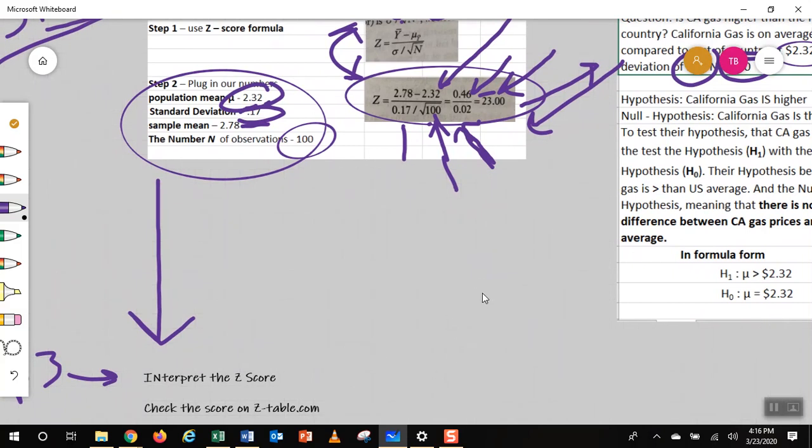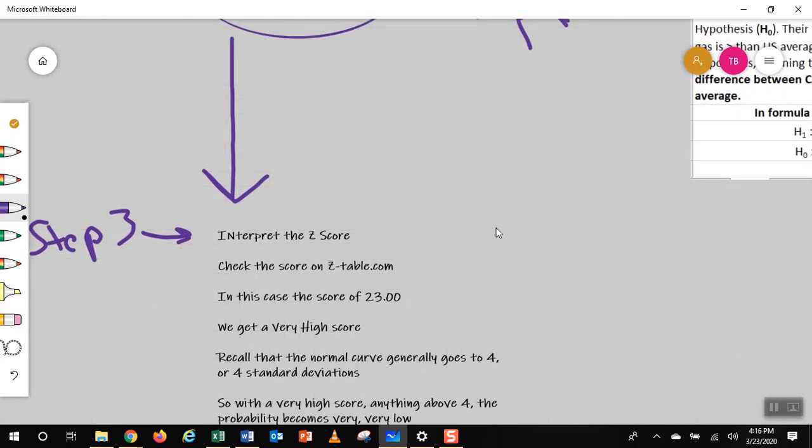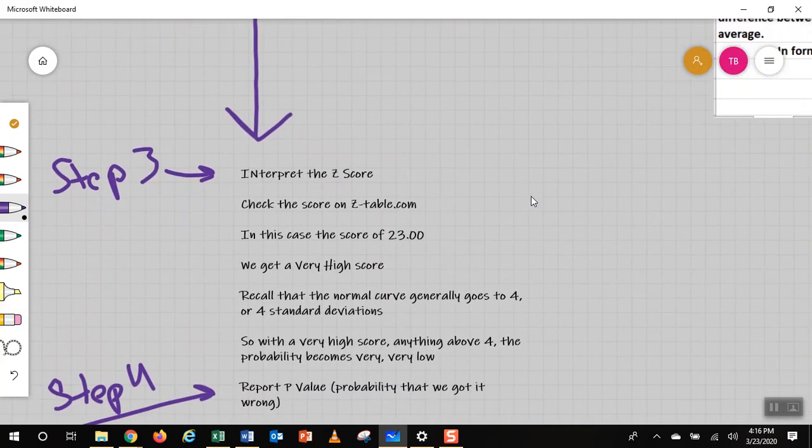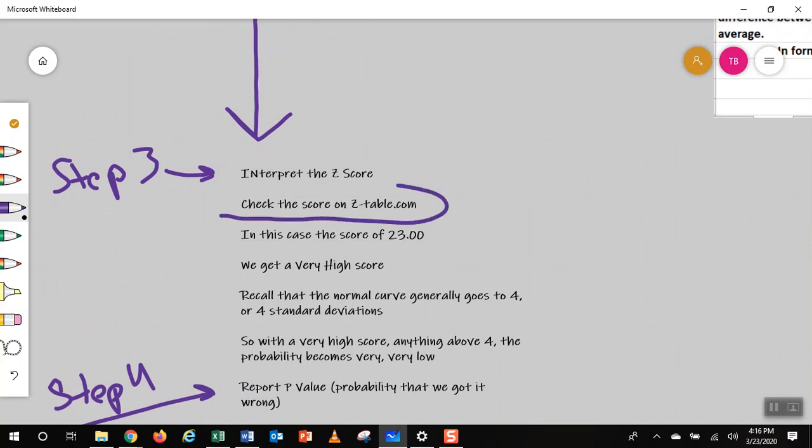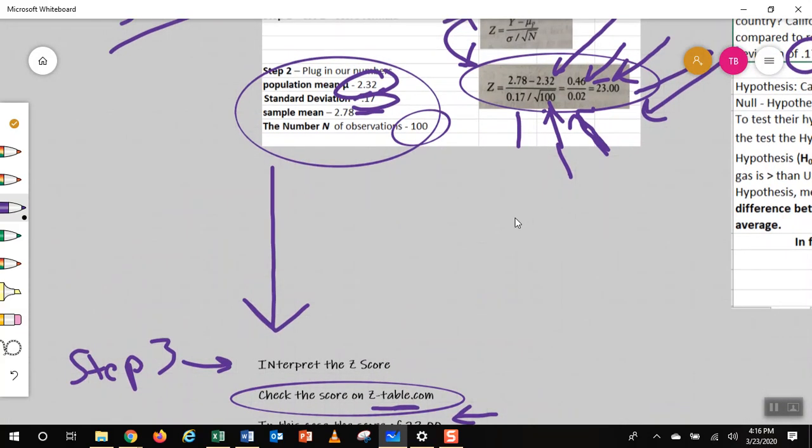So just as a double check here, step 3 is to interpret the z-score. This is where you want to go to ztable.com. That's easy enough to look up, but this is where we interpret the score. I'll show you how to look this up. In this case, we got the score of 23, and this is just what we got from our formula up above.